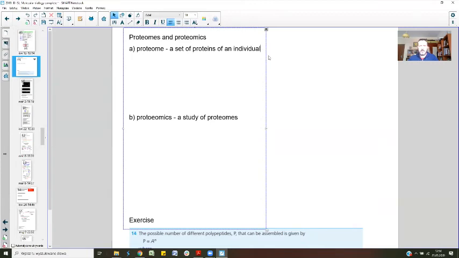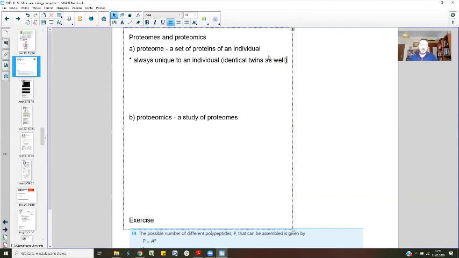Identical twins may have exactly the same genome. However, proteome is always unique to an individual. Even identical twins. So, for instance, when a forensic investigation is done and we want to check which of the twins was, for instance, a doer of some crime, we look for proteins as well. Proteins characteristic to an individual.